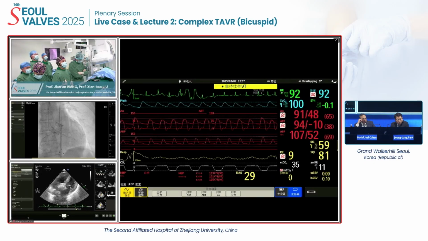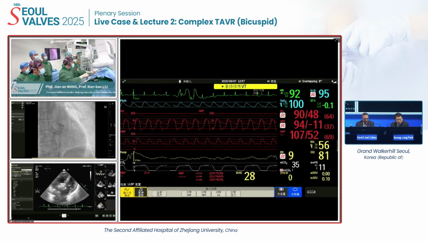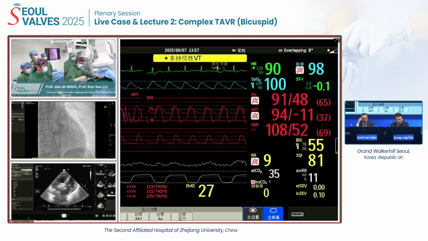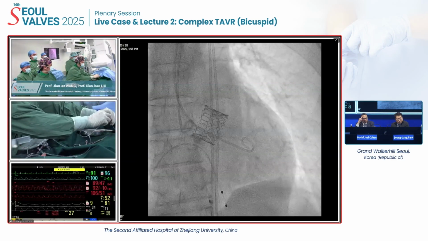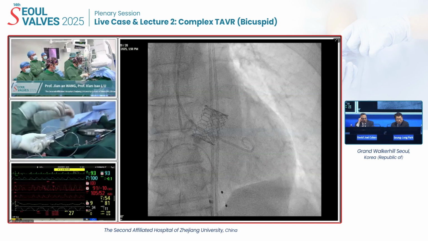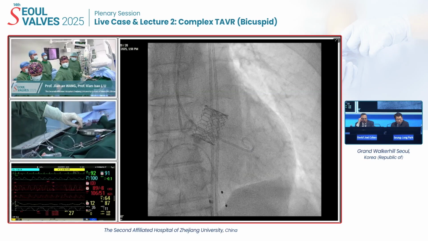We do an aortogram now. Pigtail out, with the pigtail. So you can see that the pressure gradient almost disappeared. Looks good. And now we pull back the pigtail, then we do a final shot in the aorta.